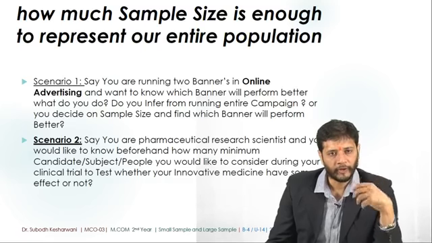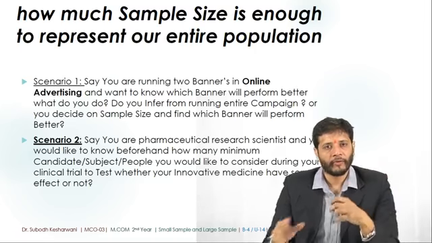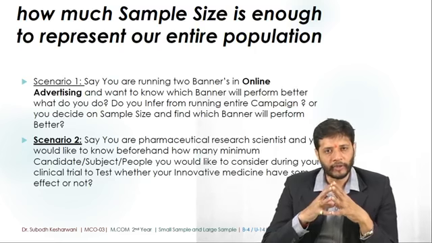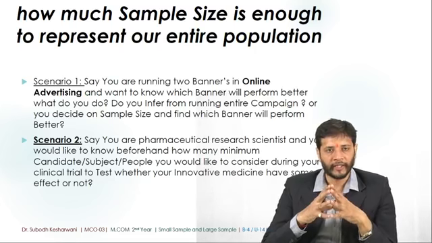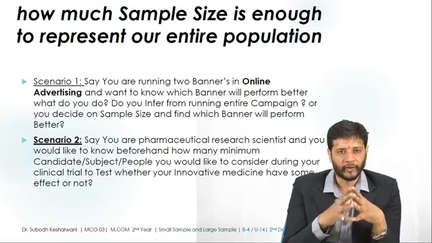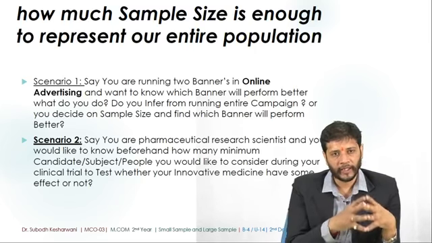Scenario 2: you are a pharmaceutical research scientist and you would like to know beforehand how many minimum candidate subjects you would like to consider during a clinical trial to test whether your innovative medicine has some effect or not. So what I mean to say is that there is no rule of thumb, there is no rocket science which can say that for this particular research, for this particular thought, this could be the sample size.